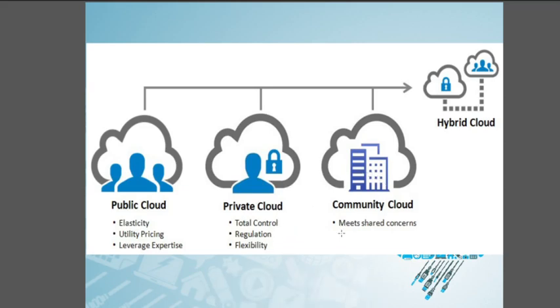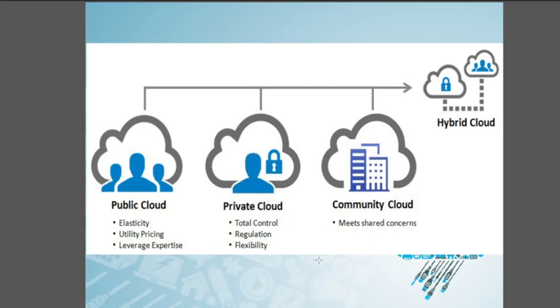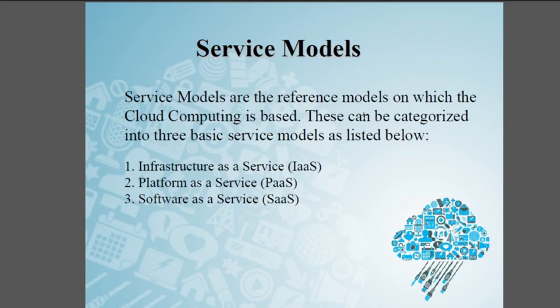Community cloud shares concerns and all those things, right? And hybrid cloud will use the following advantages of whatever clouds we are using in the hybrid cloud, right? Now coming to the service model, that service model is the reference model on which cloud computing is generally based on, right? So this can be categorized into various types, right?